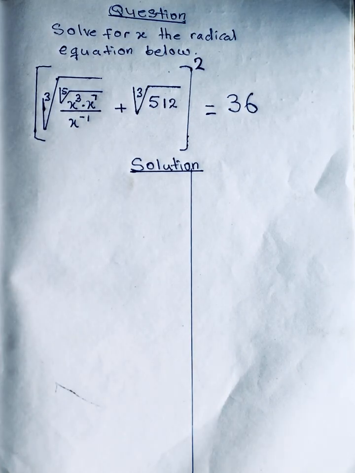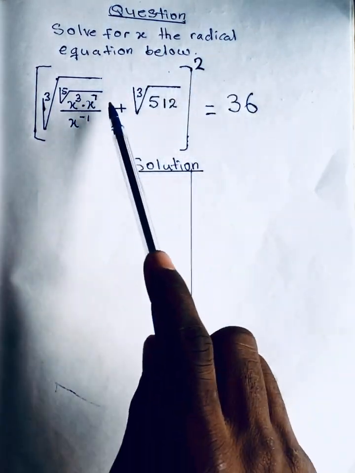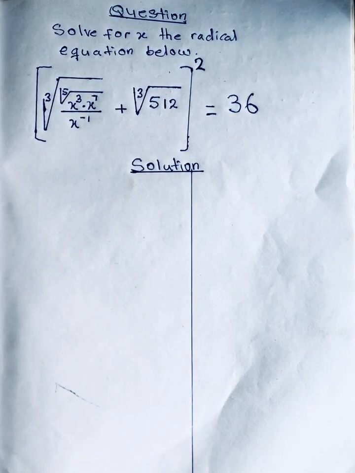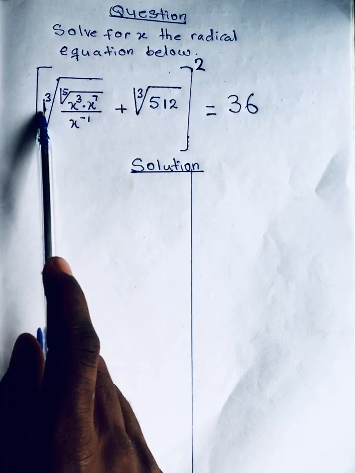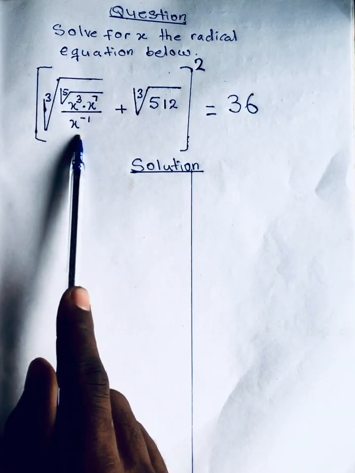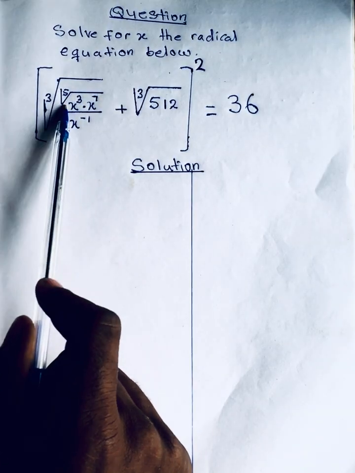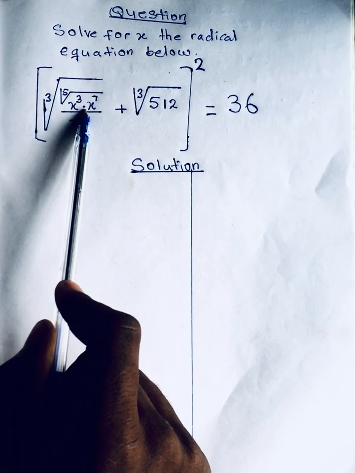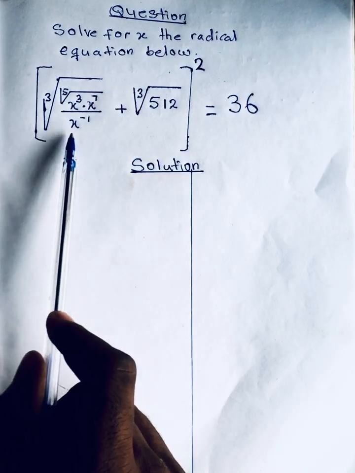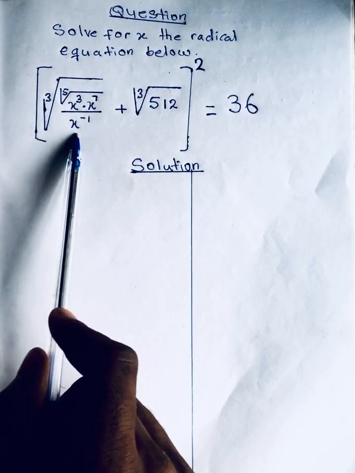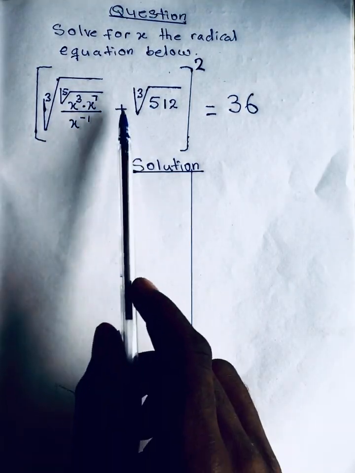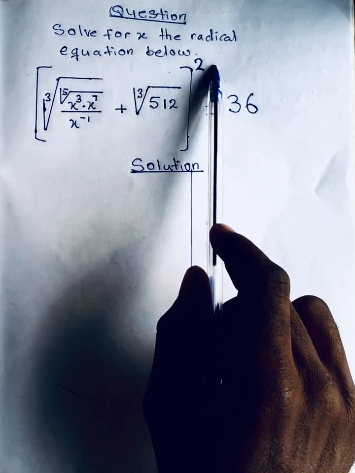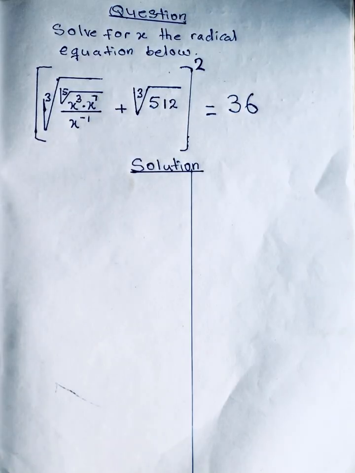The question says, solve for x in the radical equation below. The cube root of the expression: the fifth root of x cubed times x to the power of 7 all over x to the power of -1, plus the cube root of 512, all squared. This will give us 36.